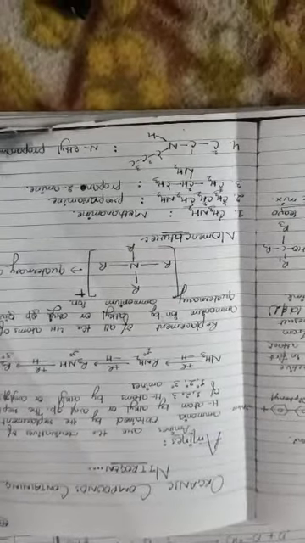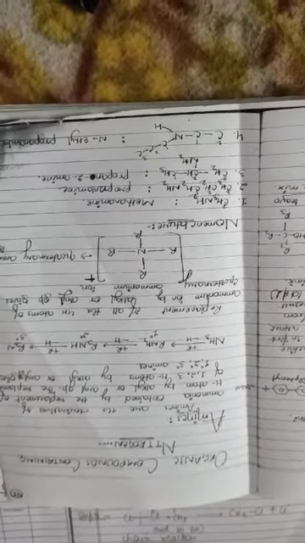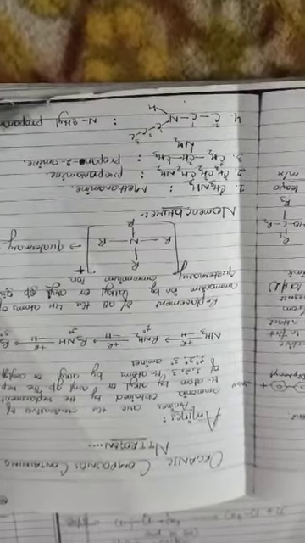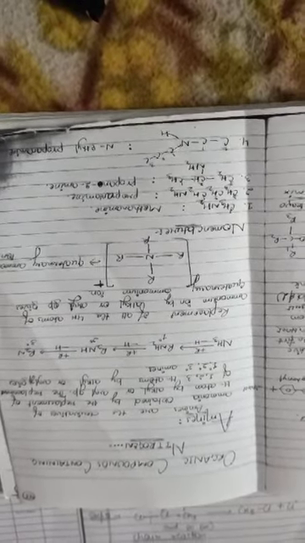Now we are starting organic compounds. One chapter is left, that is amines. In amines the syllabus is reduced. It will come as nomenclature, classification, structure, methods of preparation, physical and chemical properties, uses, and identification of primary, secondary and tertiary amines. These things are coming in your syllabus.